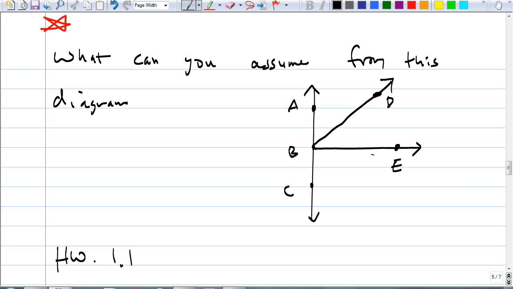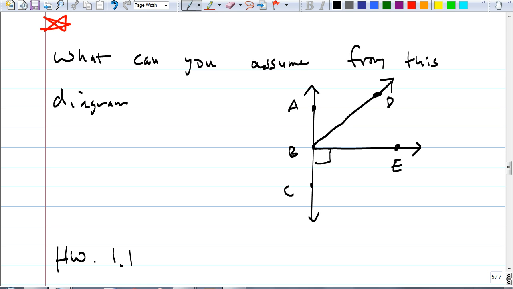Right, because I haven't told you that it's 90. Just because it looks like it's 90, can you assume it's 90? No. What if it's like 90.00001 degrees? You don't know. But what if I do this? Now, can you assume that that's 90? Yes, then you could assume.